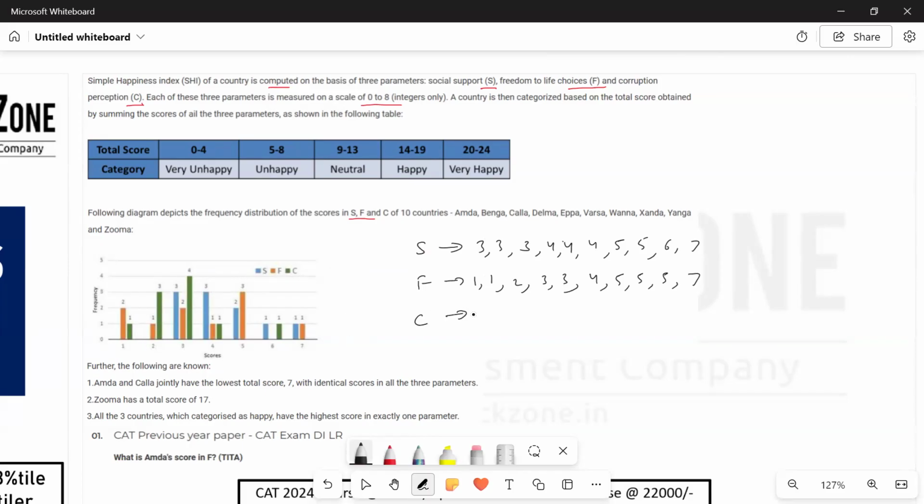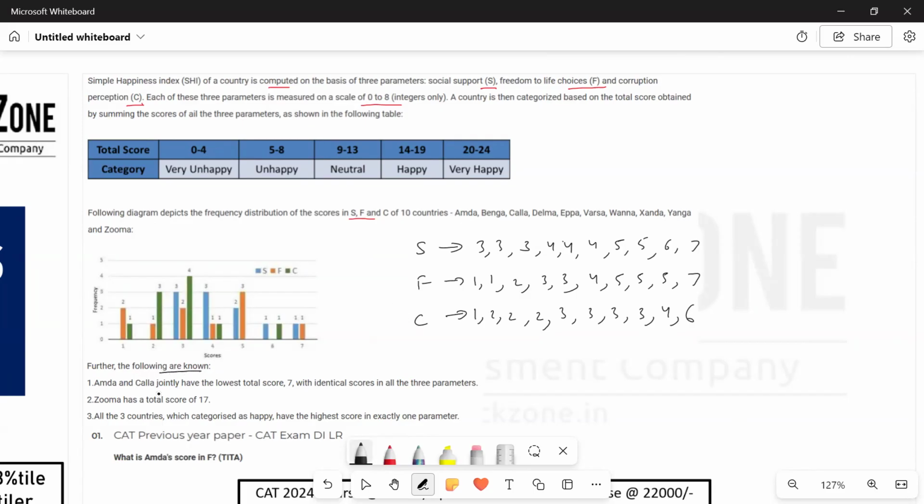Okay, if we talk about C, C is of green color. We know there is 1 1. There are three twos. There are four threes. Then there is 1 4 and 1 6. This is the distribution of S, F, and C.